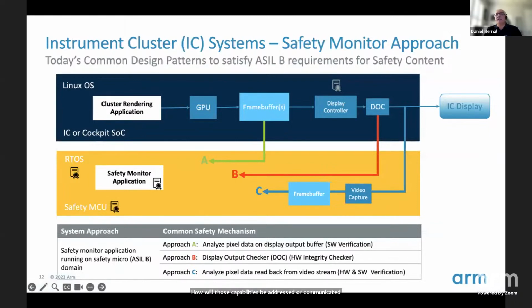I'm not going to spend too much time on this slide. I think it's more of a retrospective to show how digital clusters are designed today and the safety mechanisms for those digital clusters. There are multiple approaches, and one approach that isn't even discussed on this slide is software rendering in a safety mechanism, or a safety renderer for the safety content. There are really three approaches here. One is a software verification approach with a safety monitor. Another is doing hardware integrity checks with specialized software; display output checkers are common in the automotive industry. That's hardware specifically to do that safety checking. And then there are combined approaches, which is what approach C is as well.